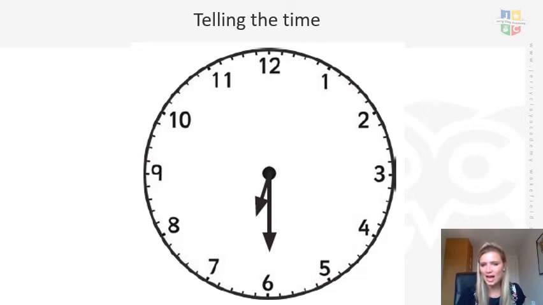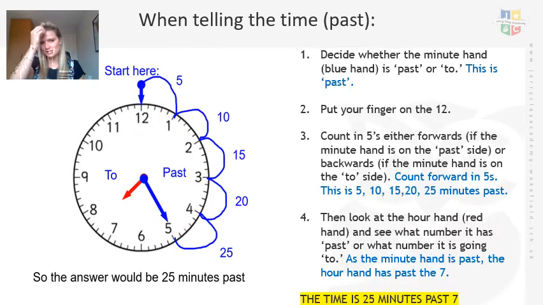Now to tell the time, we have to do a few things. I'm going to show you a step to success, a step to progress, so that you can also do it too. Okay, so this is what we're going to do. Now, the first thing we need to do is look at the minute hand. So, using the picture on the screen, I want you to point to the minute hand. Okay, you should have pointed to the blue hand because obviously that is the longer hand.